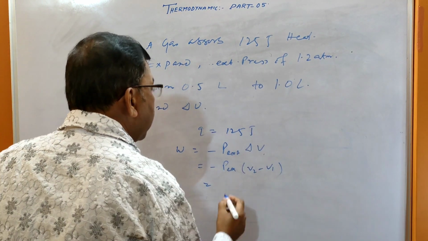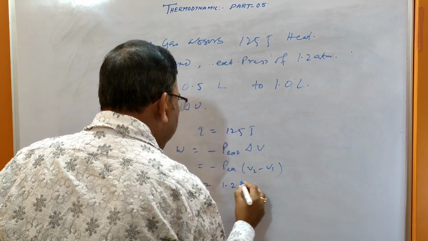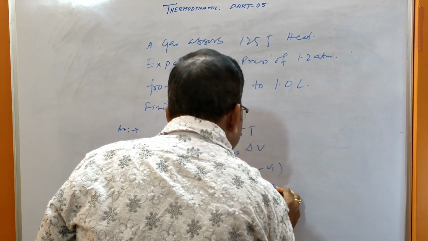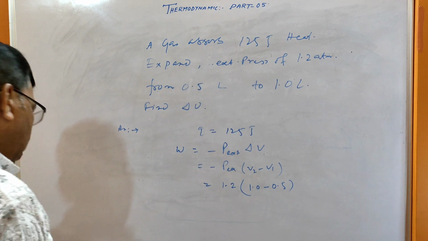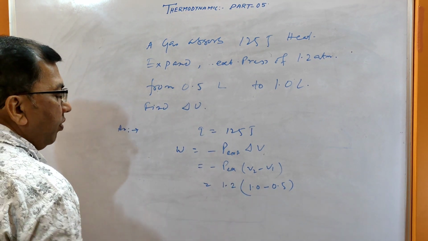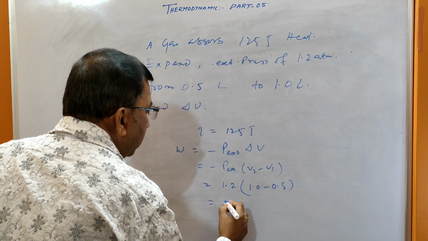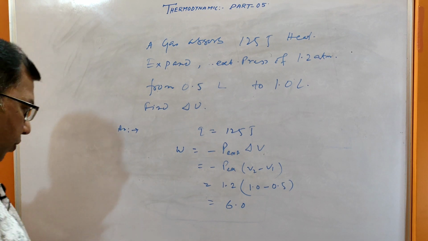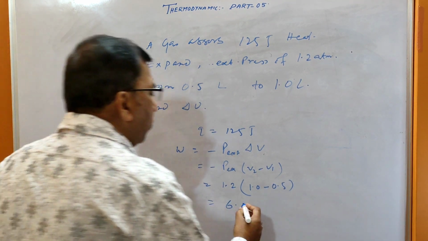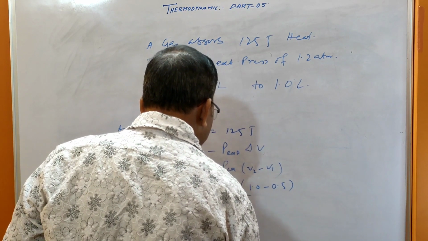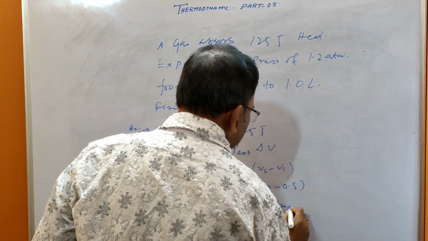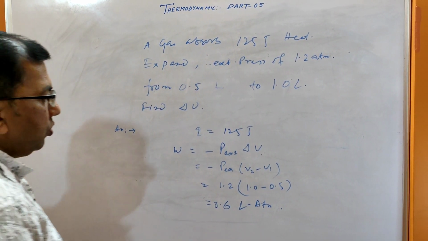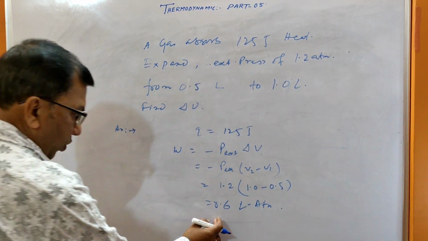P external is 1.2 atmosphere into V2 minus V1, which is 1.0 minus 0.5. Clear? So it will be 0.5 into 1.2, that means 0.6. So W equals 0.6 liter atmosphere. Okay, liter atmosphere, 1.2 into 0.5. Clear? So 0.6 liter atmosphere.